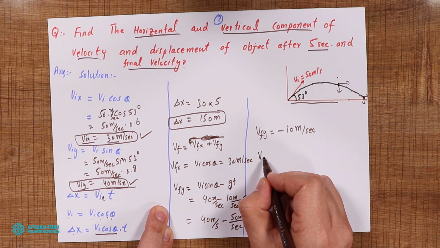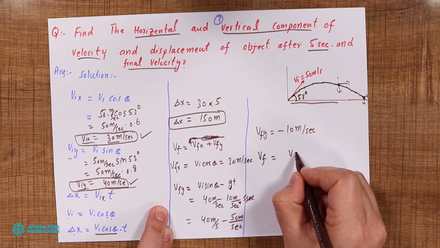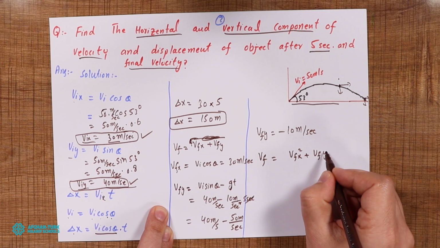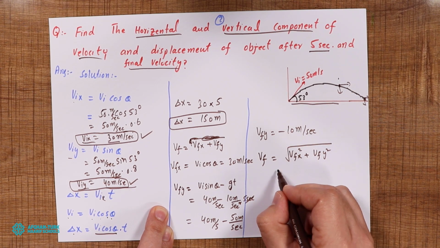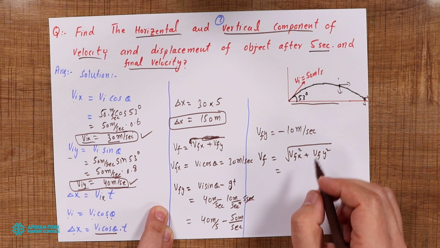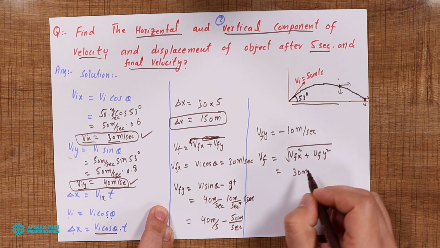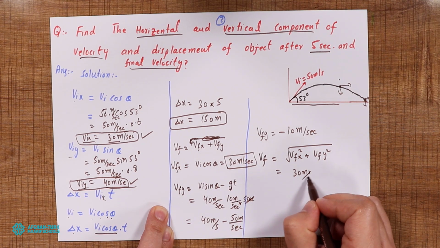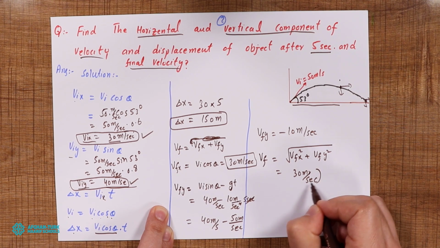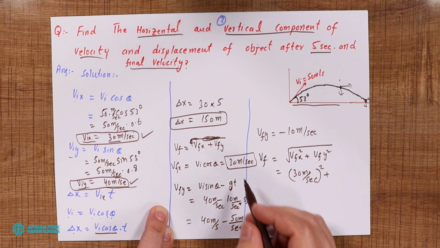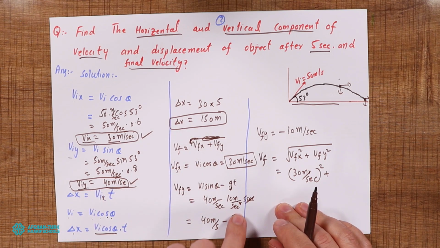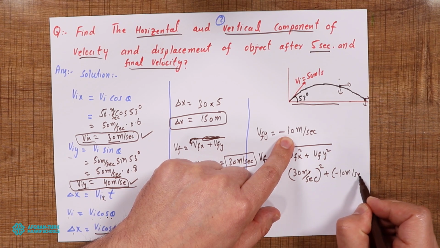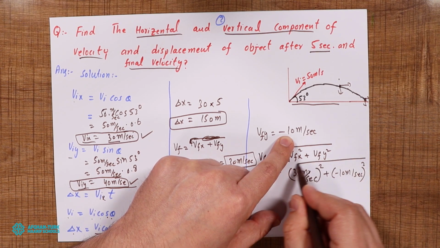Now putting the value, vf is equal to the square root of vf x square plus vf y square. So here if we put the value, this is 30 meter per second, which is already given, whole square, plus the second one, which is minus 10 meter per second, whole square, under the root.